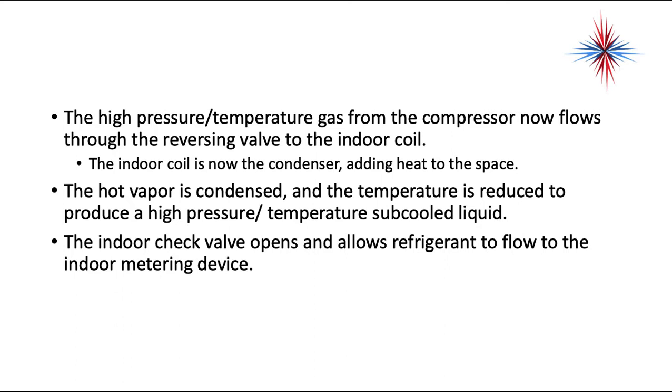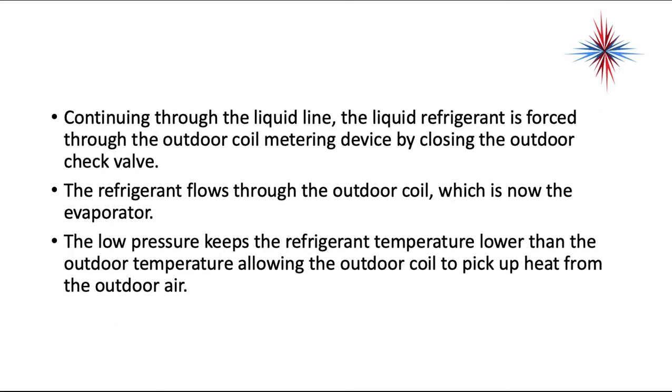The hot vapor is condensed and the temperature is reduced to produce a high pressure, high temperature, subcooled liquid. It's actually a medium temperature subcooled liquid. The indoor check valve opens and allows refrigerant to flow to the indoor metering device. Continuing through the liquid line, the liquid refrigerant is forced through the outdoor coil metering device by closing the outdoor check valve. The refrigerant flows through the outdoor coil, which is now the evaporator. The low pressure keeps the refrigerant temperature lower than the outdoor temperature, allowing the coil to pick up heat from the outdoor air.